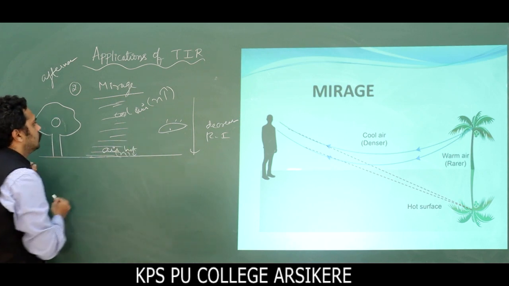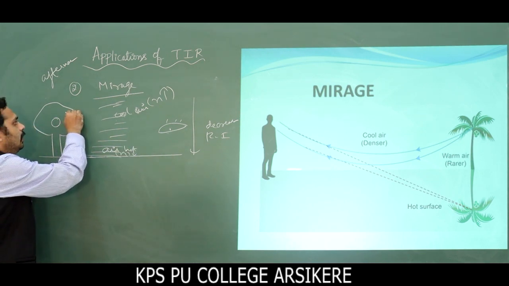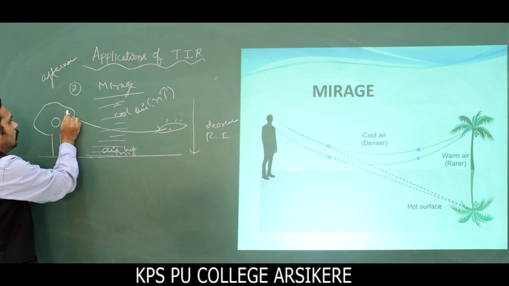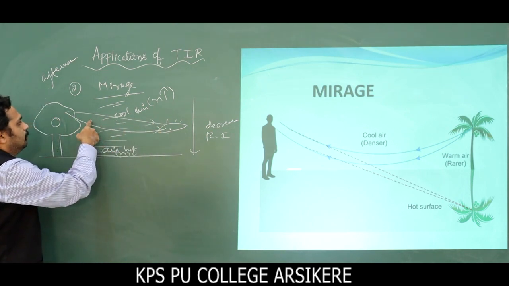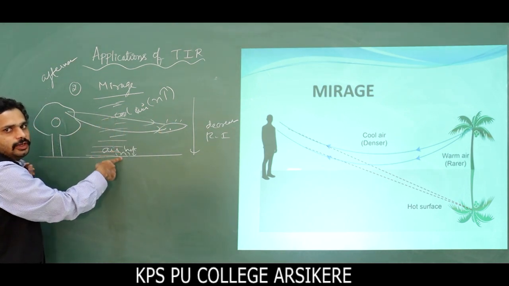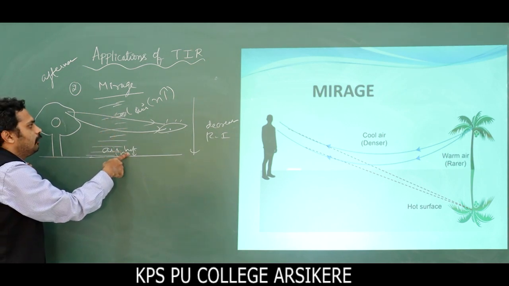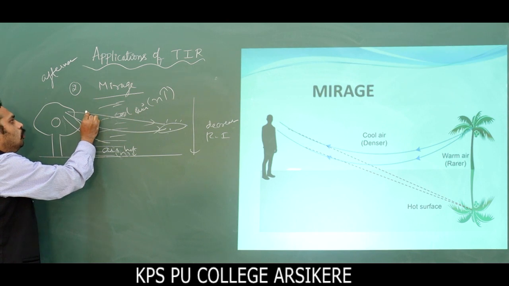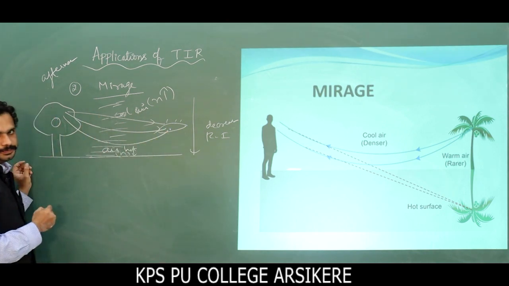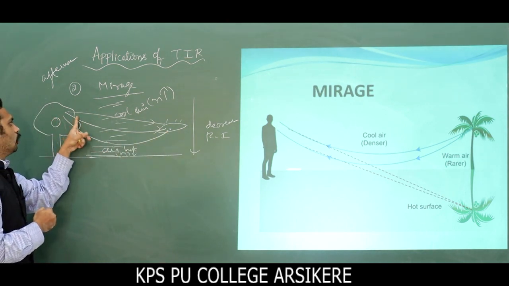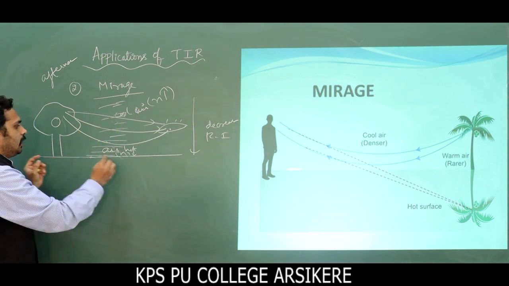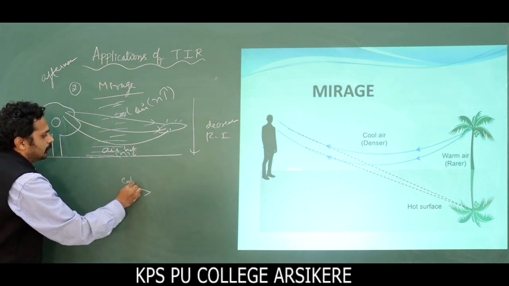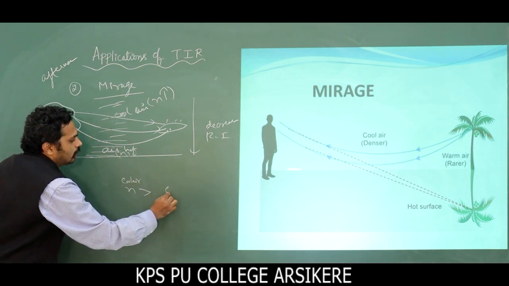Now the observer: from the object, the light enters the observer. Actually this is the path of the light, but due to the variation of density and refractive index, the light now passes from cool air to hot air. Is it clear? Cool air to hot air. Cool air refractive index is more. Cool air, and this is hot air.